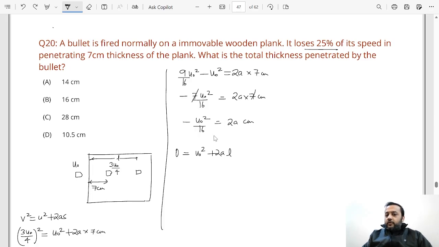Okay, now the value of 2a is minus u naught square by 16. So this becomes 0 equals u naught square minus u naught square by 16 into L. So you can see that L becomes 16 centimeters. This will be in centimeters. So option B will be the correct answer for this question. All right, you would have definitely done this because it is a very easy question. In fact, this type of question has been very frequent in the JEE.